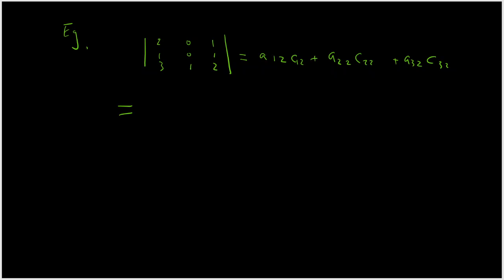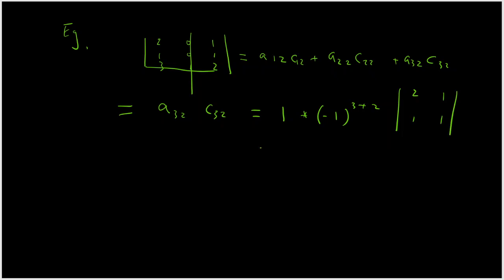Now the first two terms are going to be zeros because a12 and a22 are zeros. We only have to compute one term, a32 times C32. I believe now you know how to compute that. a32 is 1 times negative 1 to the power of 3 plus 2. And then the determinant you need after removing that row and that column: you do not have to cross anything out, you just keep it in the imaginary line. The first row is 2, 1, the second row is 1, 1. Final answer? I think you have negative 1 times 2 times 1 minus 1 times 1. I think the final answer is negative 1, is that right? Correct me if you see something different.